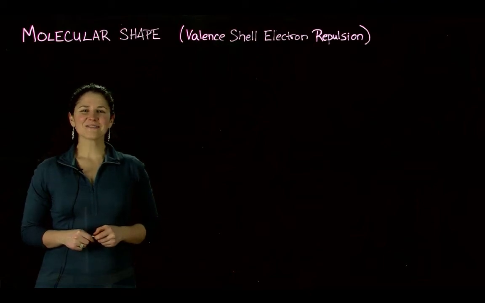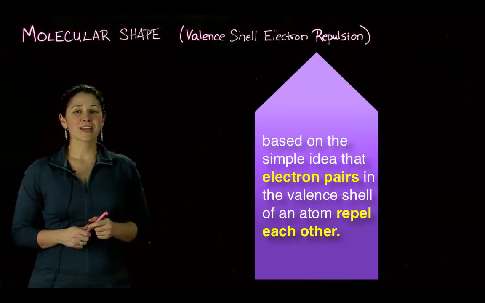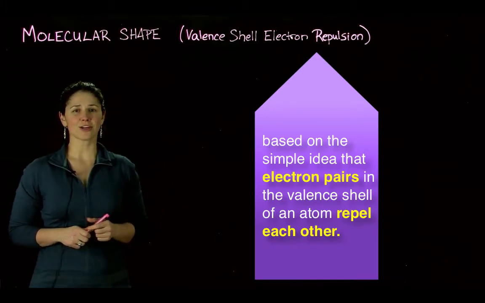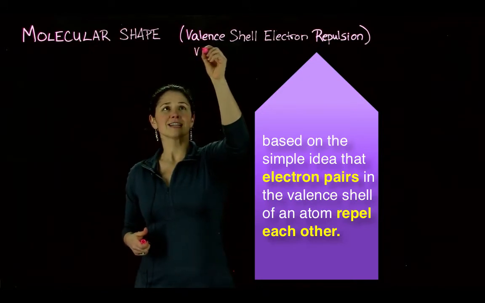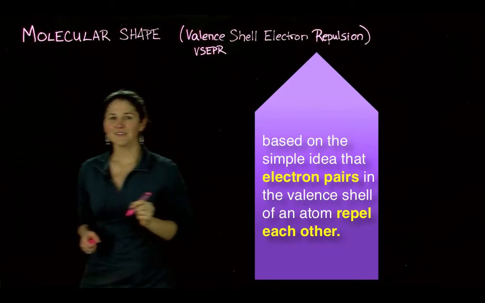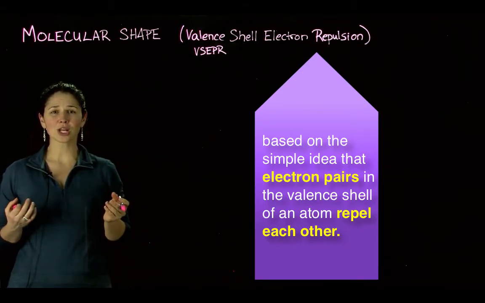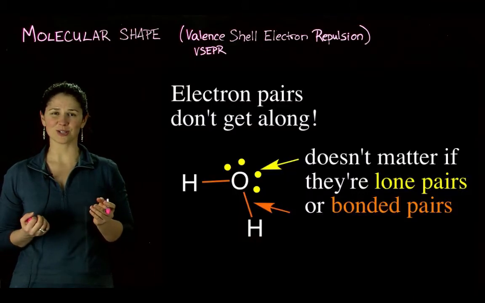Hi, this is a video to help you through the activity on molecular shape. When we're talking about molecular shape, we're going to be using valence shell electron repulsion theory, or VSEPR. Valence shell electron repulsion theory is just a theory that says that electron pairs want to get as far away from each other as possible.